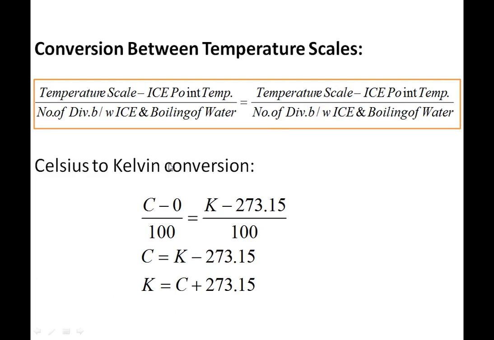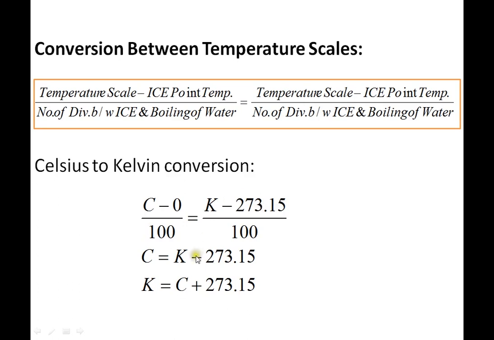Here, for the conversion from Celsius to Kelvin, you can take the formula as: C, which is the temperature in the Celsius scale, minus 0, the ice point temperature in the Celsius scale, divided by the number of divisions, that is 100, equals Kelvin minus 273.15, which is the ice point temperature in the Kelvin scale, divided by 100, the divisions between the ice point and boiling point of water in the Kelvin scale.